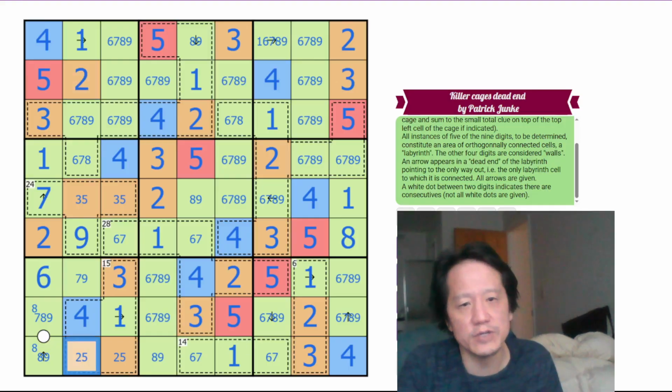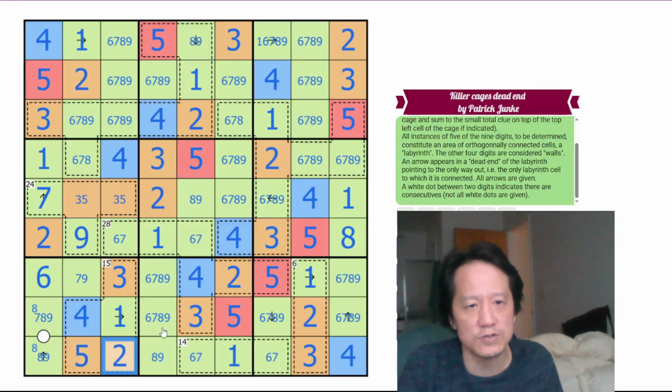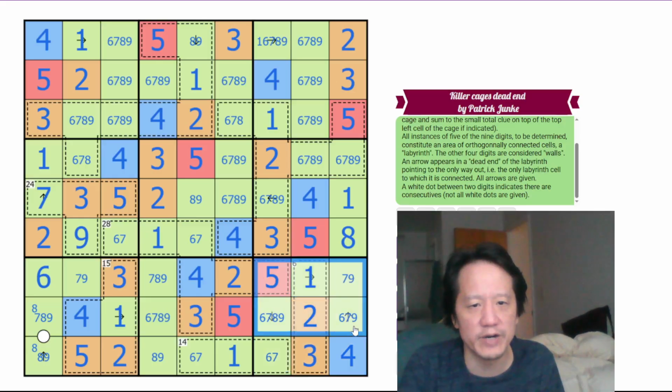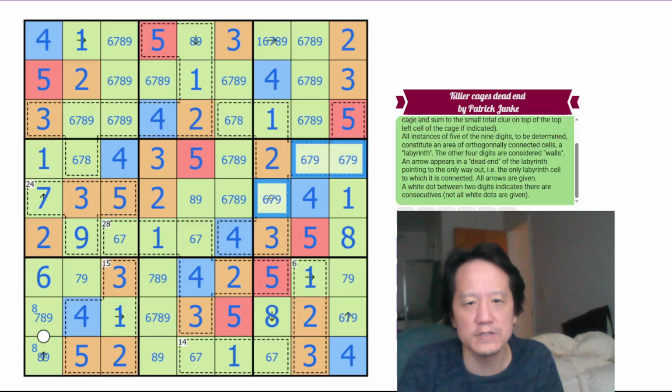2 eliminates 2 here, so this is 5, which makes that 2. 5 eliminates 5 here, so it's 3 and 5. This can't be 6, this can't be 6, and these can't be 8. Where is the 8 in box 9? It has to be here. So this is 8. None of these can be 8.